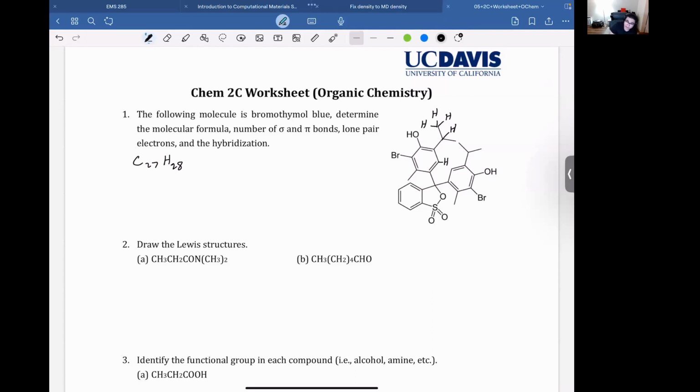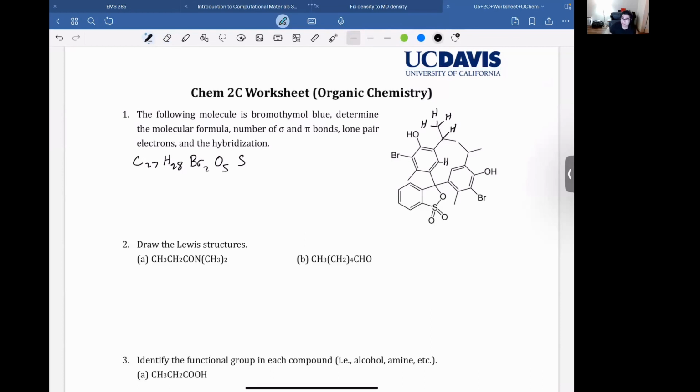Moving on, we count the number of oxygens. There are 1, 2, 3, 4, 5 oxygens. We should probably do bromine first because of alphabetical order, but it doesn't really matter. So bromine, there are 2 bromines. And then for sulfurs, there is 1. And that is it. That is our molecular formula.